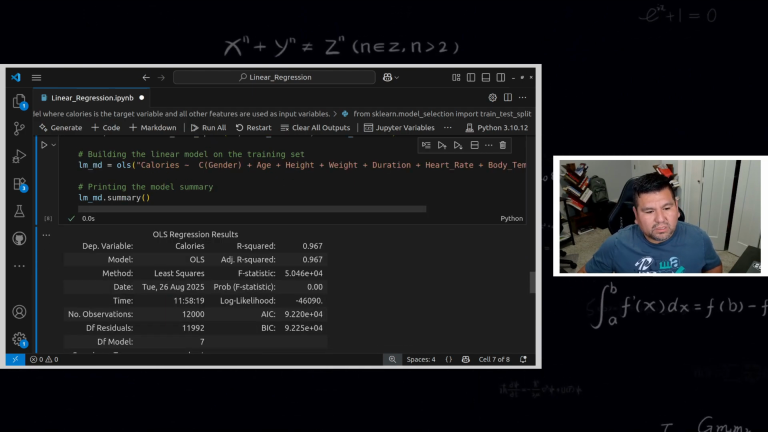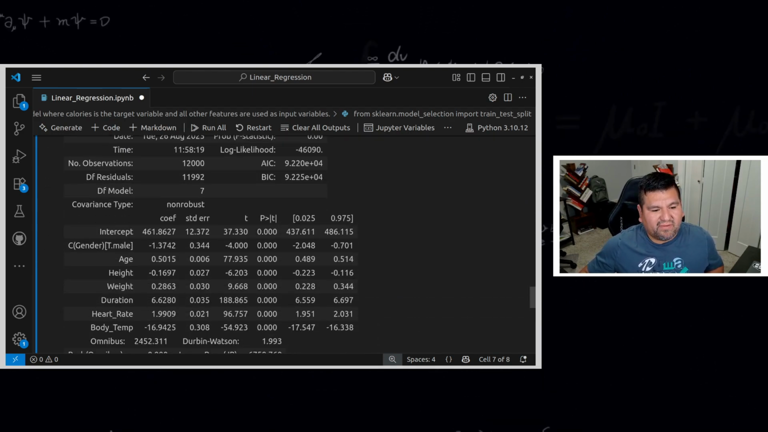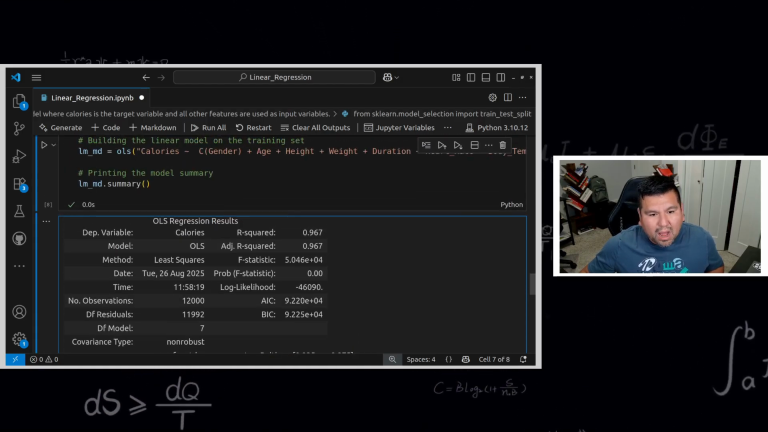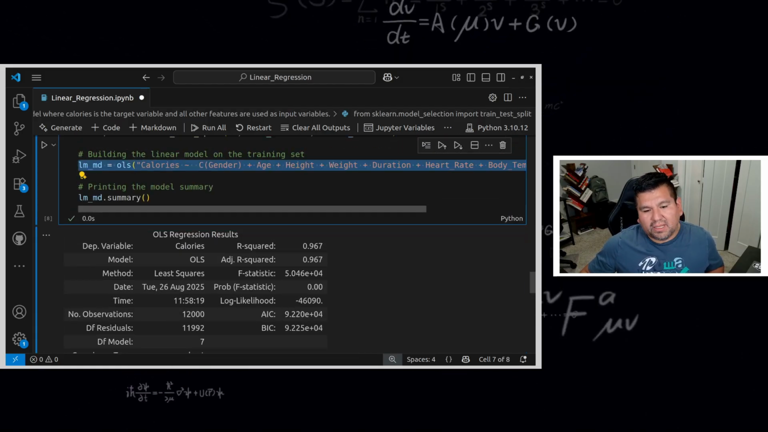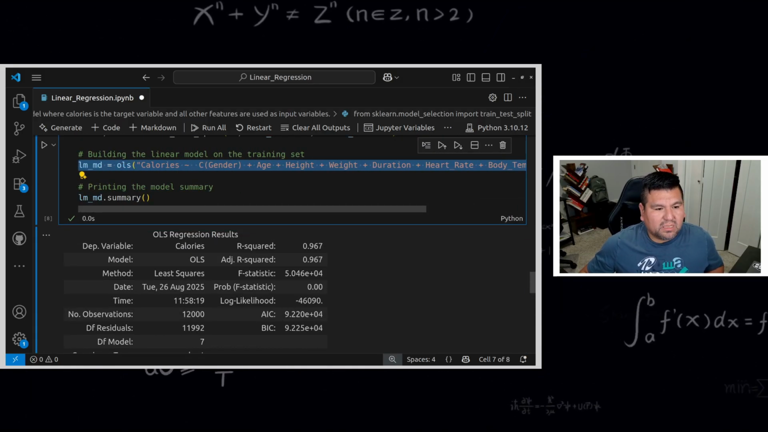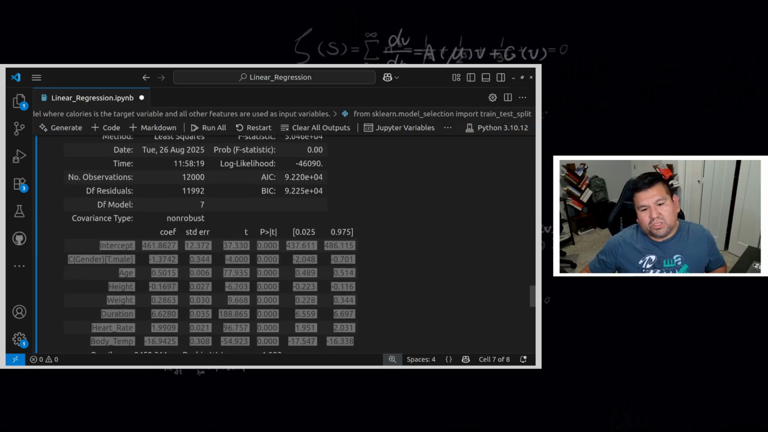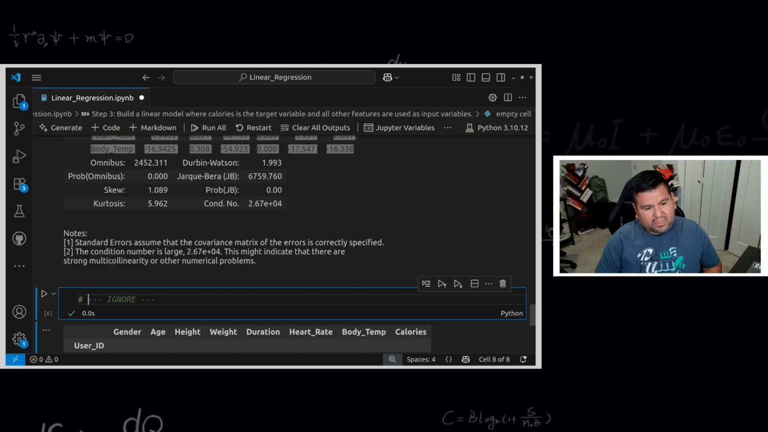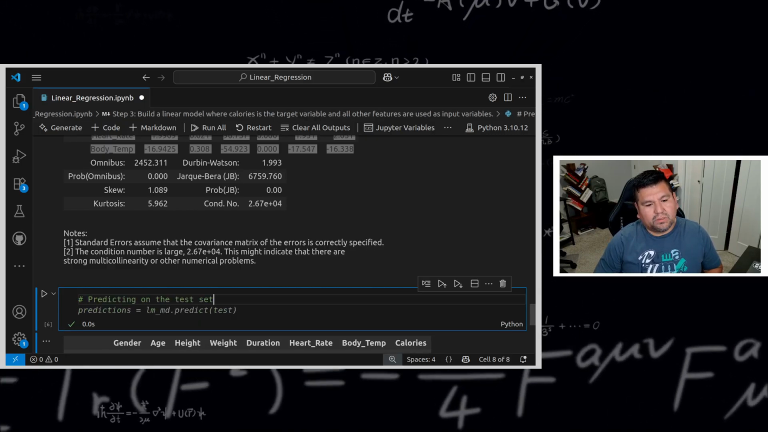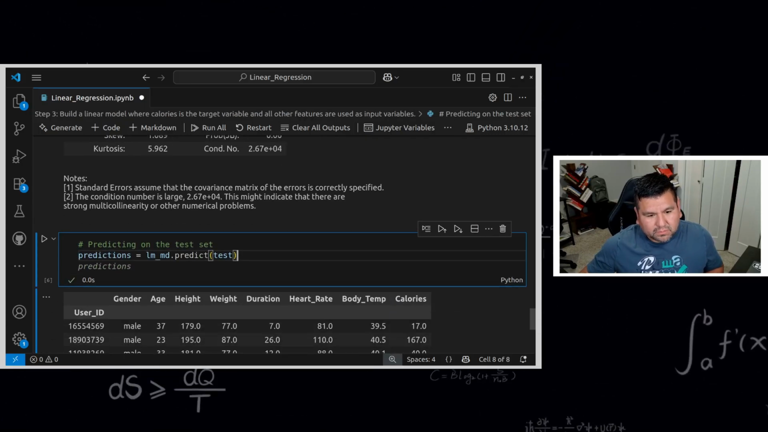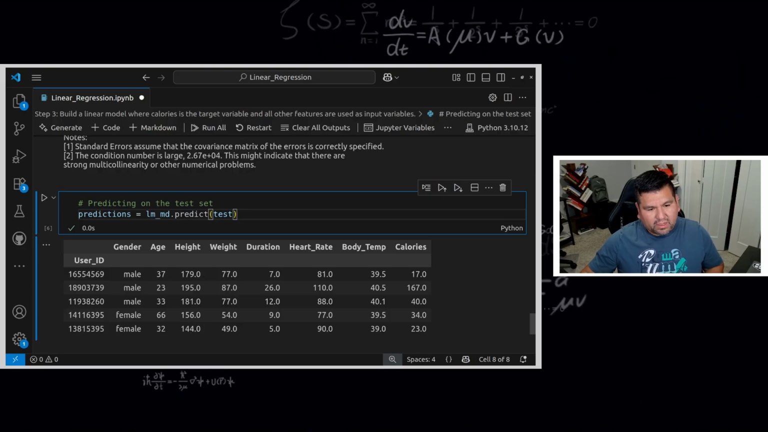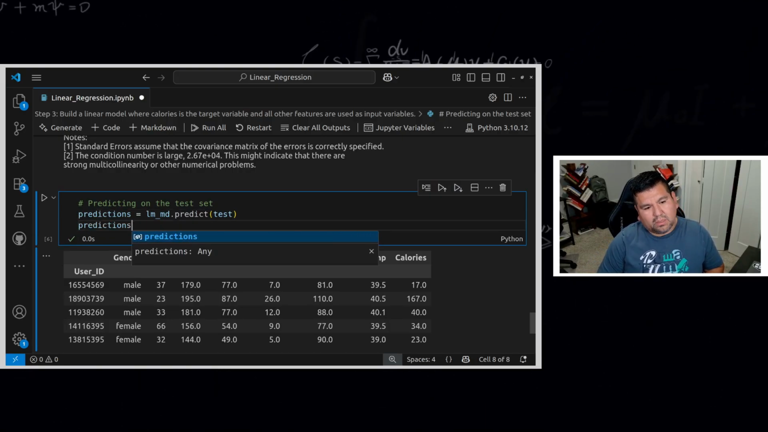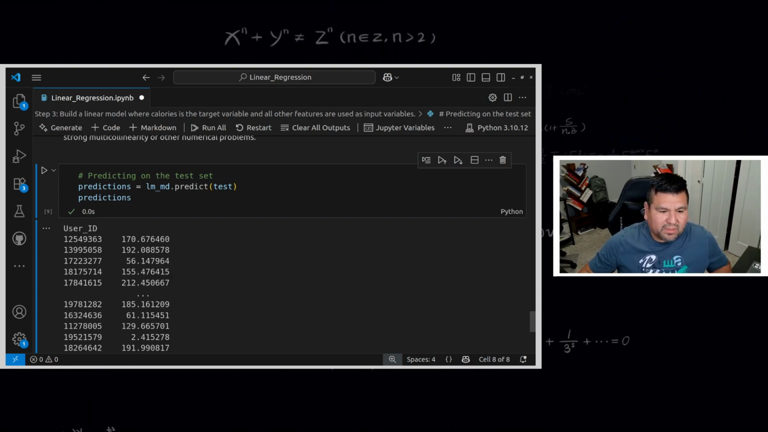Here we have the estimated parameter table. Now with this model that we built on the train data set, we're going to make predictions on the test. Predicting on the test. Okay, and then we can take a look at those predictions. So here are the predictions.